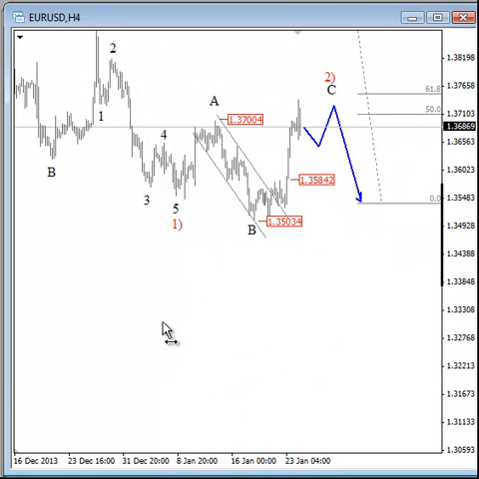So what is actually a flat? A flat is a corrective wave which typically occurs in the middle of a larger trend. It can occur in wave 2, in wave 4, or in wave B position.